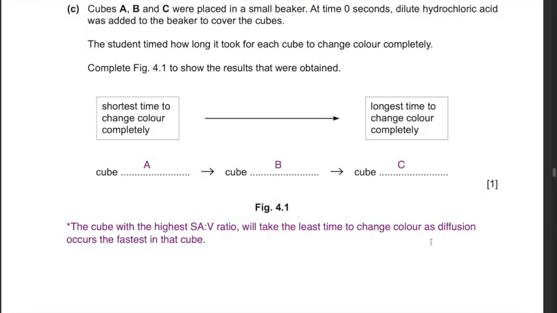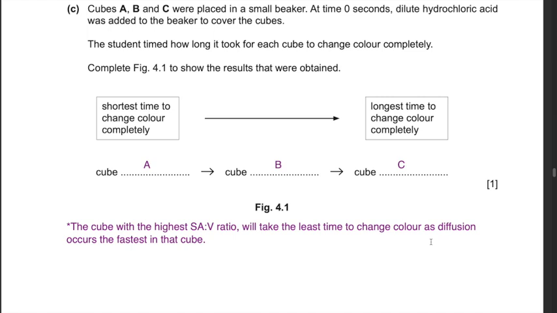Part C. Cubes A, B and C were placed in a small beaker. At time 0 seconds, dilute hydrochloric acid was added to the beaker to cover the cubes. The student timed how long it took for each cube to change color completely. Complete figure 4.1 to show the results that were obtained. Figure 4.1 shows the arrow pointing from shortest time to change color completely to longest time to change color completely. So the order is from shortest to longest time taken.